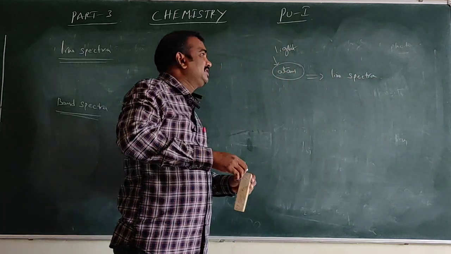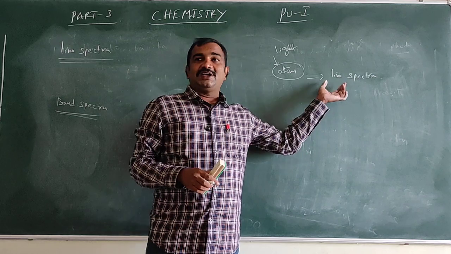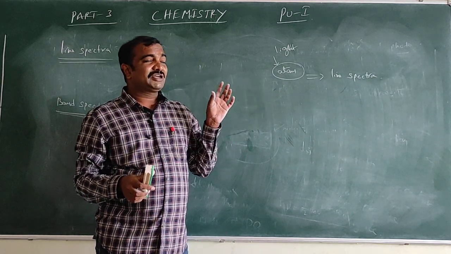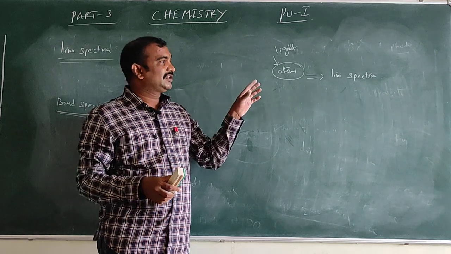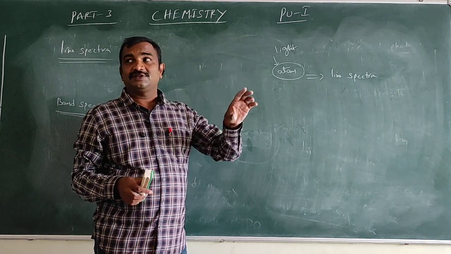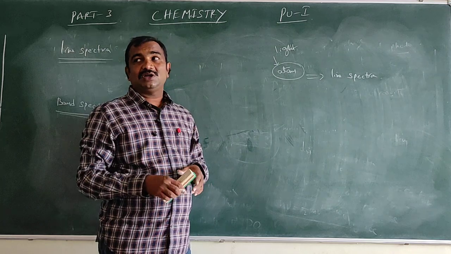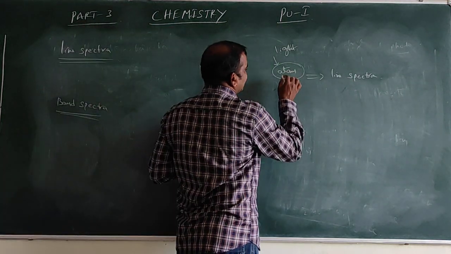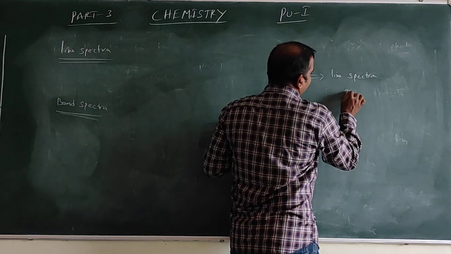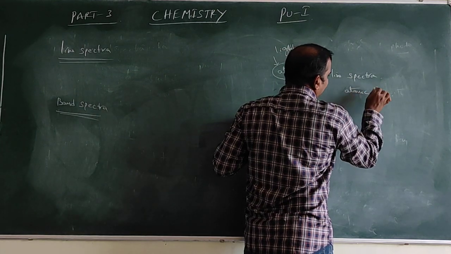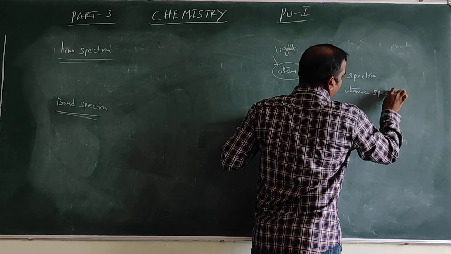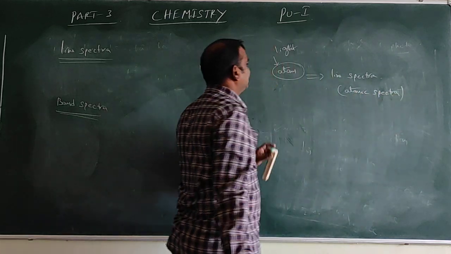Line spectra. That means a line spectrum has the characteristics of lines. Atoms have characteristics of line spectra. So this is also called atomic spectra. This line spectrum is also called atomic spectra.